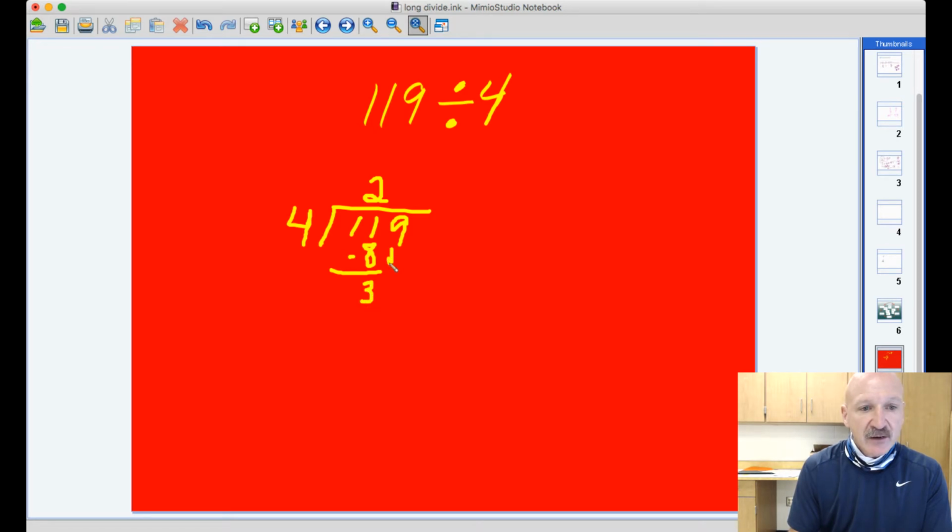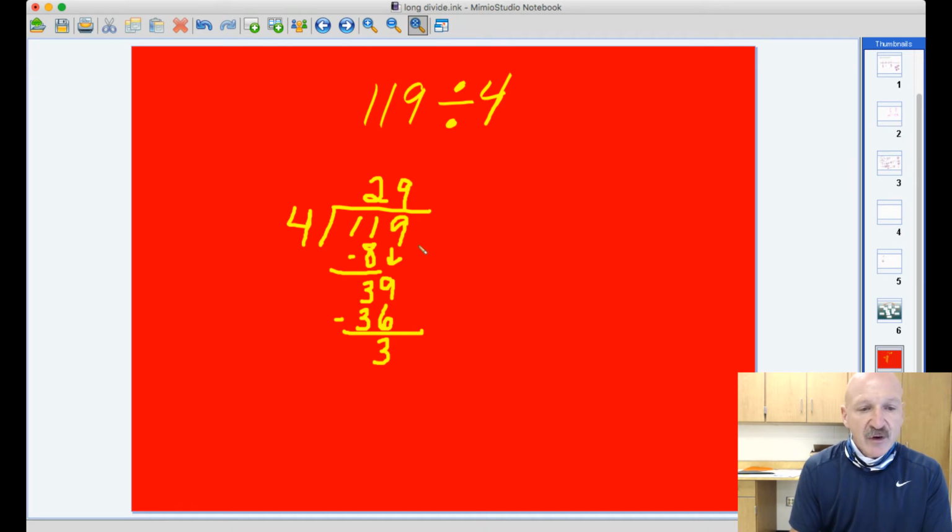So we bring down our next part. So now we got to get as close to 39 as we can without going over. 4 times 9, that's a 36. Subtract there. Now we're down to a remainder of 3, but we're out of parts.